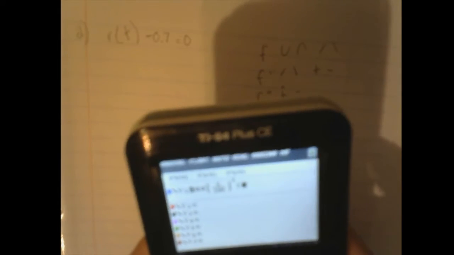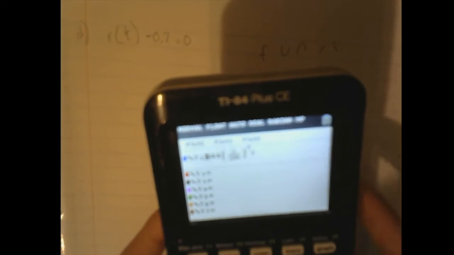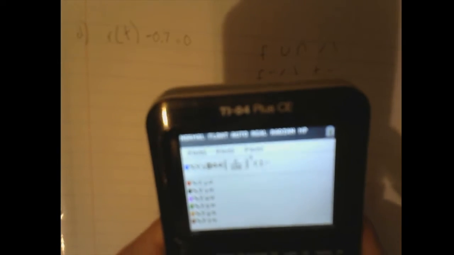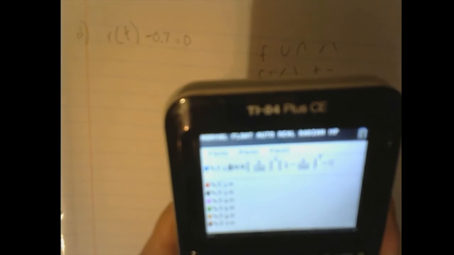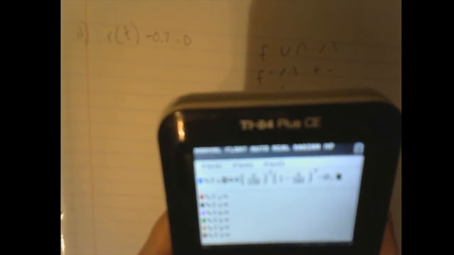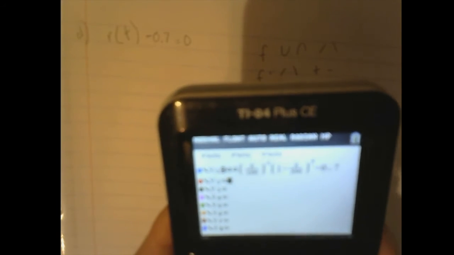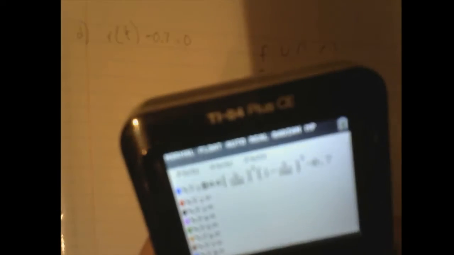Cubed times 1 minus x over 300 to the 7th minus 0.7. Enter. Okay, so this is what we're graphing. R of t minus 0.7.